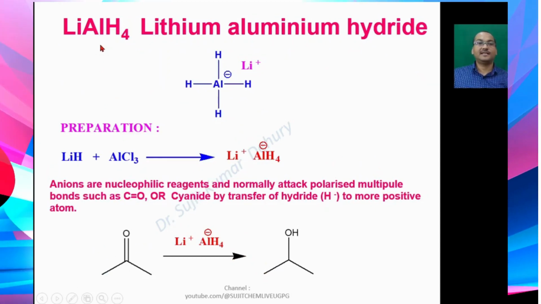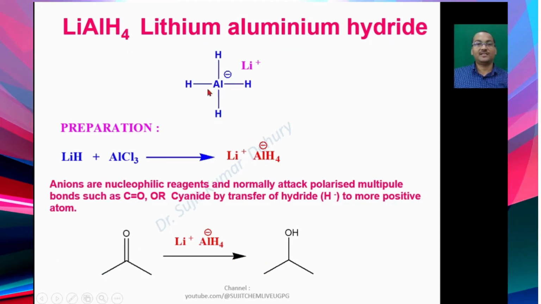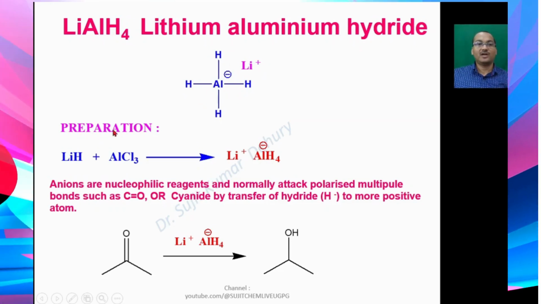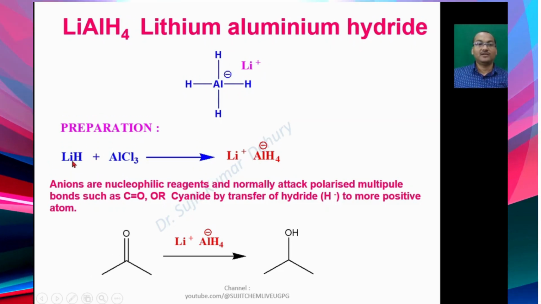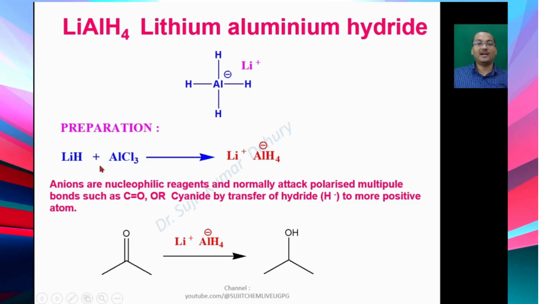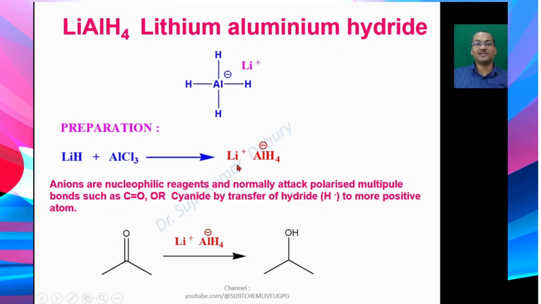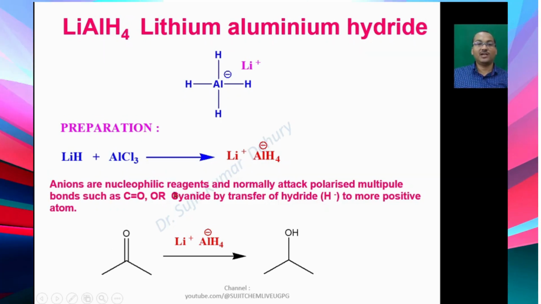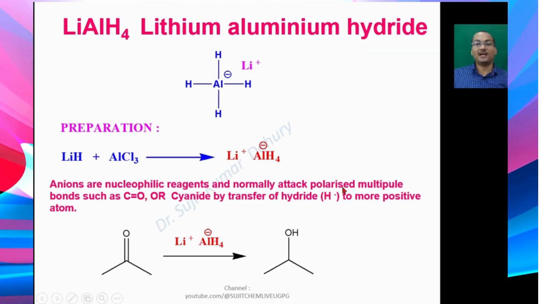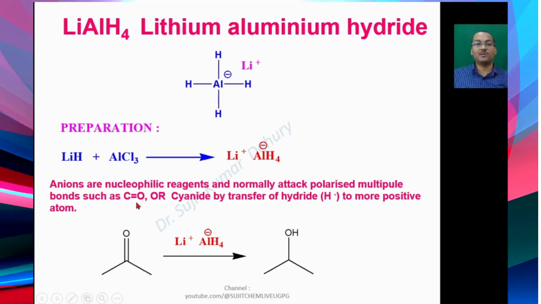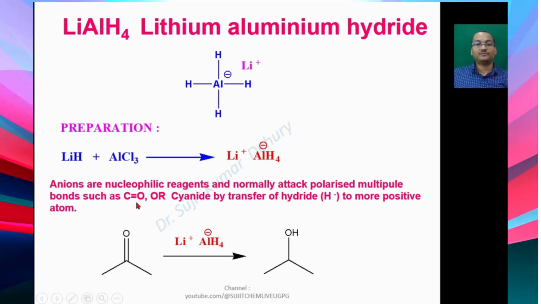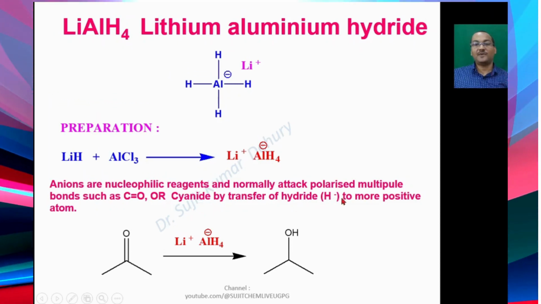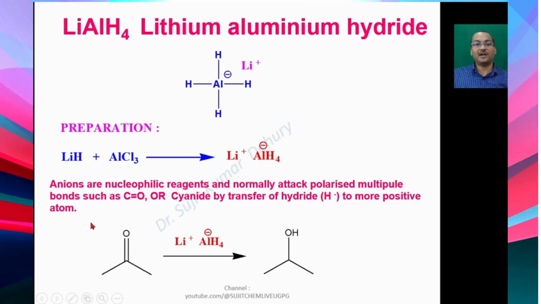The next reagent is lithium aluminum hydride. So this is the structure Li plus AlH4 minus. So how to prepare this reagent? You start with lithium hydride plus aluminum chloride giving rise to Li plus AlH4 minus. Usually the anions are nucleophilic reagents and normally attack polarized multiple bonds like C double bond O, cyanide, by transfer of hydride ion to the more positive atom.